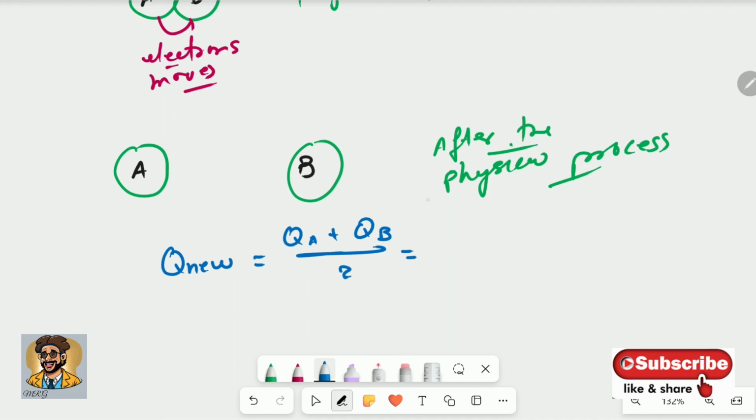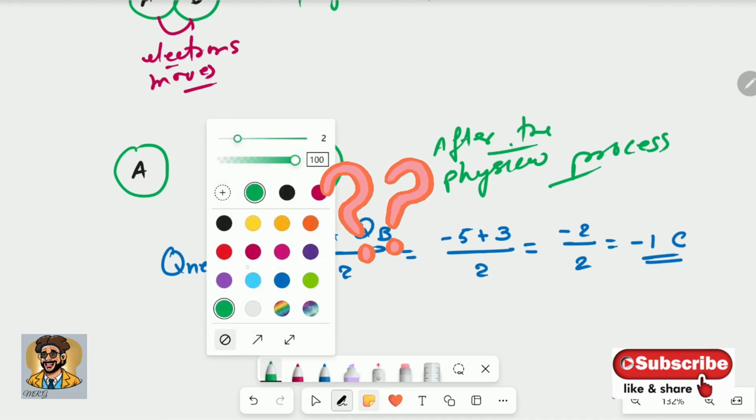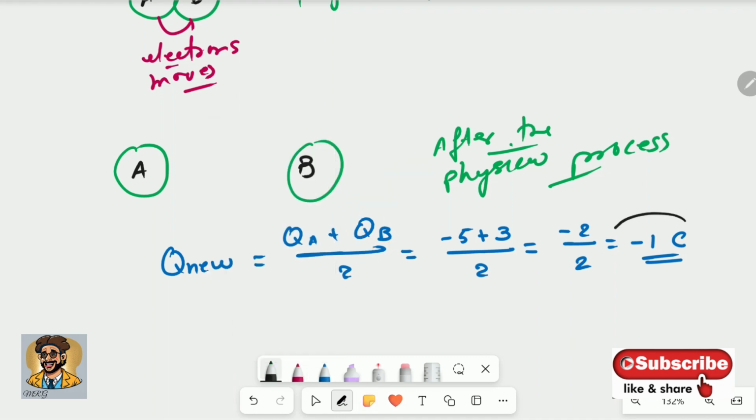So let's now substitute here. We have minus 5 plus 3, divided by 2. Is that correct? We go here and we get how much? Minus 2 divided by 2, that is minus 1. Minus 1 coulomb. What does it mean? That each sphere will have a charge of minus 1 coulomb after they were separated.